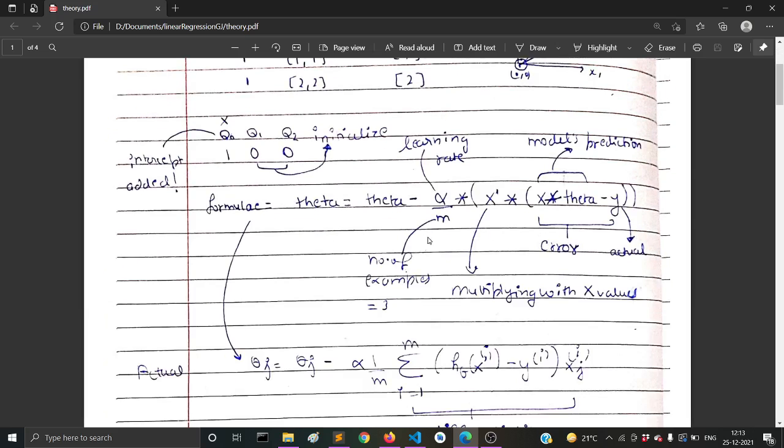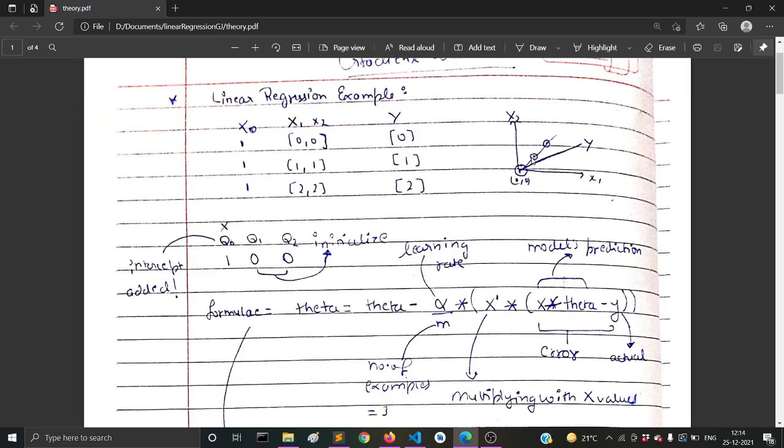The basic formula for gradient descent is: theta equals theta minus alpha by m multiplied by x transpose multiplied by (x multiplied by theta minus y). This might seem a bit complex for now, but let's break it down into steps. This term is our error. X multiplied by theta is your model's prediction. Whatever weights you have selected, you multiply them with the x values and get some output. Then when you subtract the actual value, you get the error.